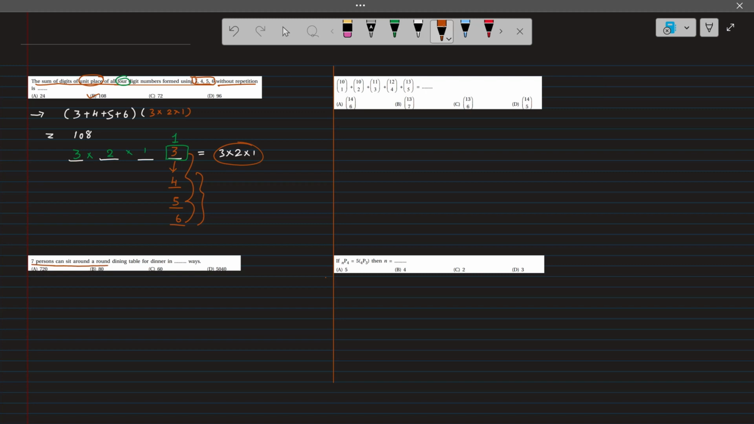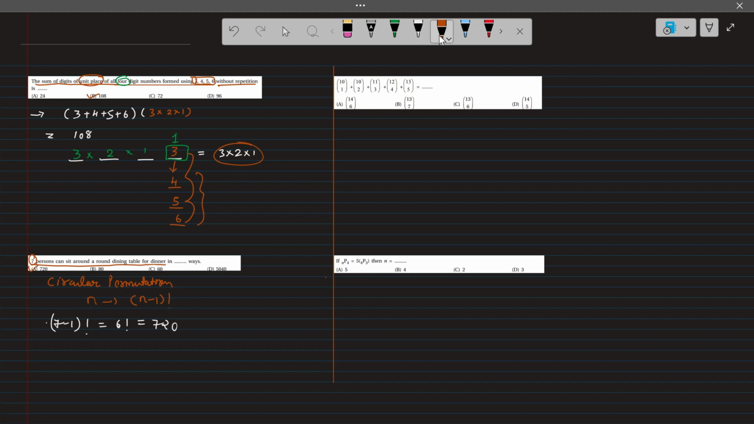7 persons can sit around a round table for a dinner. Basically, this comes to be a question of circular permutation. Circular permutation: what we had was to arrange n persons. In circular permutation, the total number of ways was n minus 1 factorial. Here we have 7, so the total number of ways would be 7 minus 1 factorial, which is 6 factorial, whose value will be 720. So option A is correct.